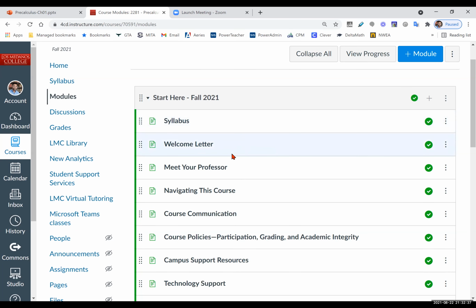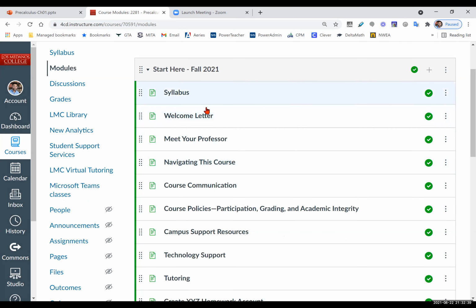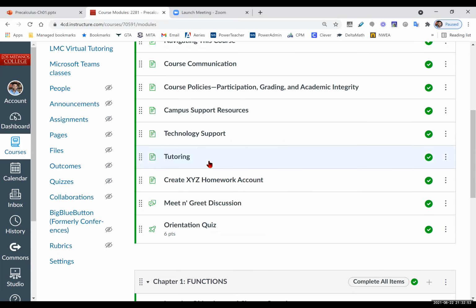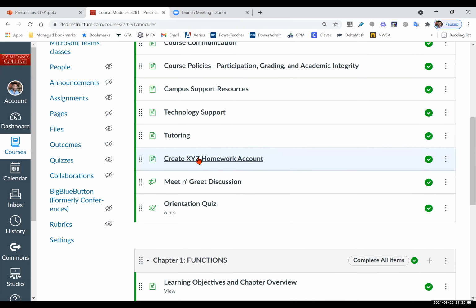So this is our Canvas, and I told you that you got a welcome letter from me, and you should always start with the modules. Start here, Fall 2021. You'll see the syllabus, the welcome letter, meet your professor, and everything that you need for this class, and also how to create your XYZ homework account and tutoring, especially for your math lab. And there is a meet and greet discussion that is due this week, and also some orientation quiz.